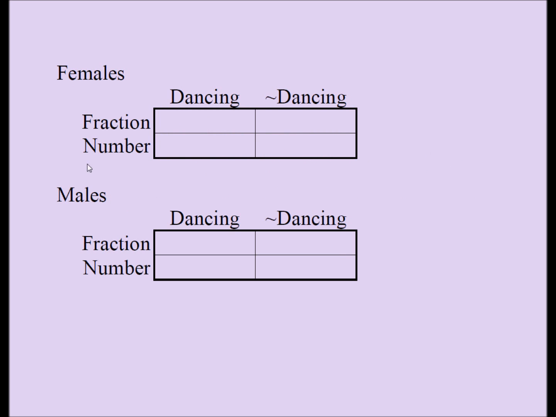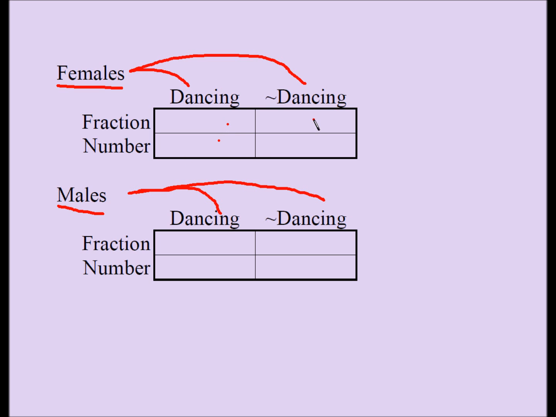Alright, so let's walk through this scenario. I have female students and male students. The female students are either dancing or they're not dancing. The tilde stands for not. Male students are either dancing or they are not dancing. Now, each of these four scenarios, we have altogether 8 boxes here, can be expressed in terms of a fraction or a number. Then we're going to fill out all the tables.